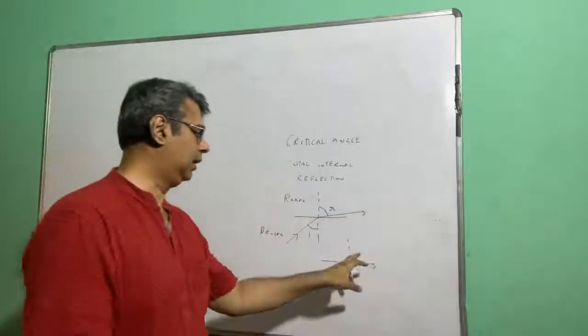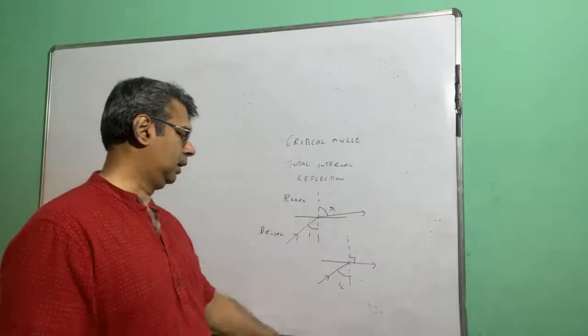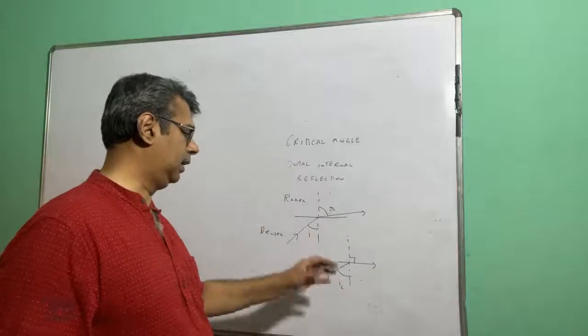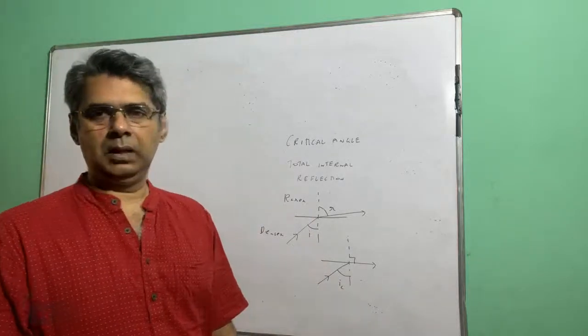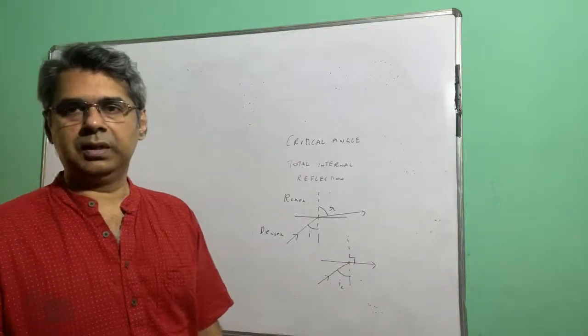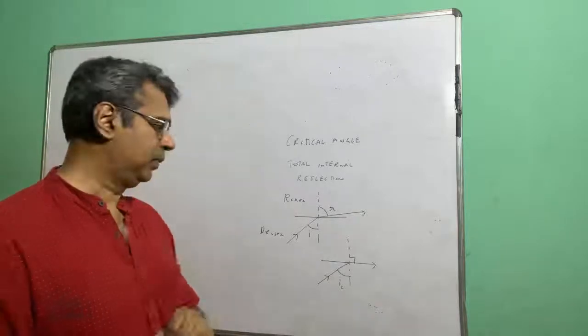And when the angle of refraction is 90, the corresponding angle of incidence is called the critical angle. So critical angle is the angle of incidence in the denser medium for which the angle of refraction in the rarer medium is 90. That is the definition of critical angle.